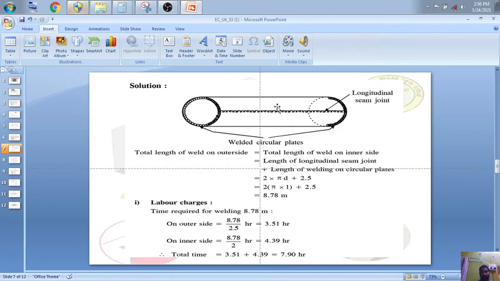Now the total length of weld, first on the inner side. The total length of weld on the outside and on the inside are both the same. So the total length of the weld here is 2.5 meter lengthwise, plus pi d. So you have to weld like this. The circumference you have to make linear, so that will become pi d, where d is 1 meter.